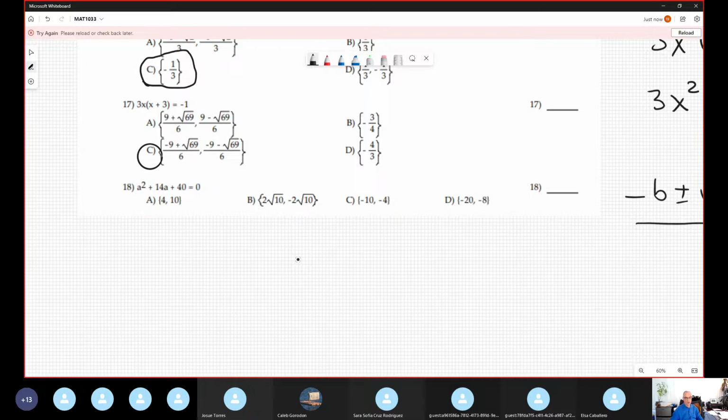This is A squared plus 14A plus 40. Oh, nice. I like this problem because this equation equals 0. It's already expressed in standard form, no fraction, nice. The confusing part is that the variable is A, but the coefficient is also A. A is 1, B is 14, positive, and C is 40. You apply the formula.